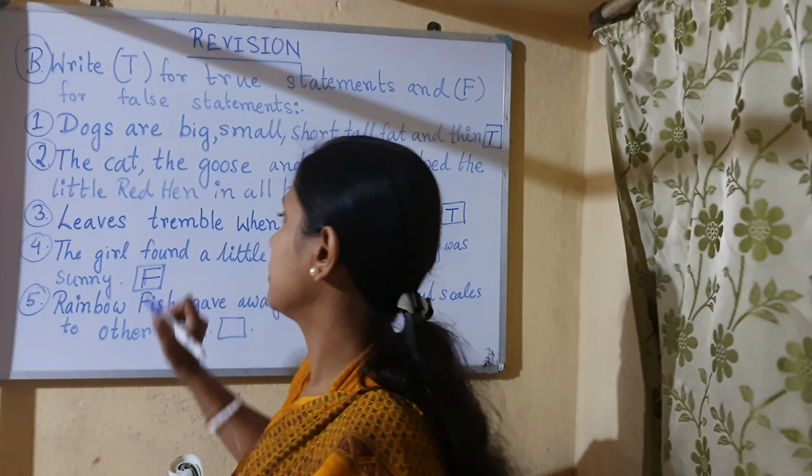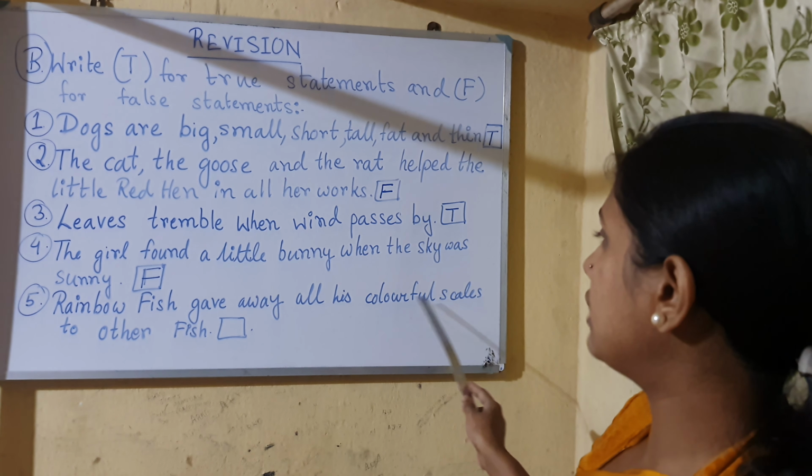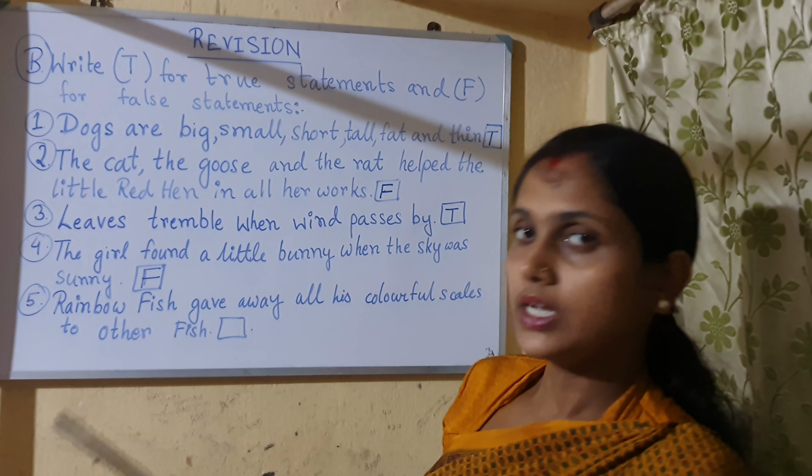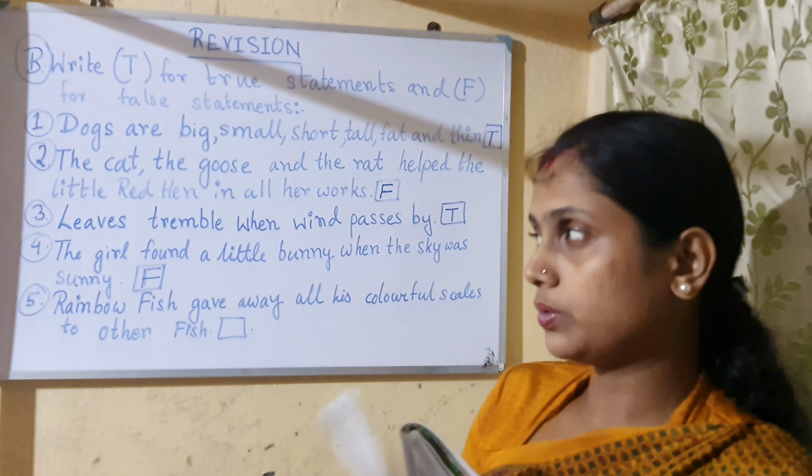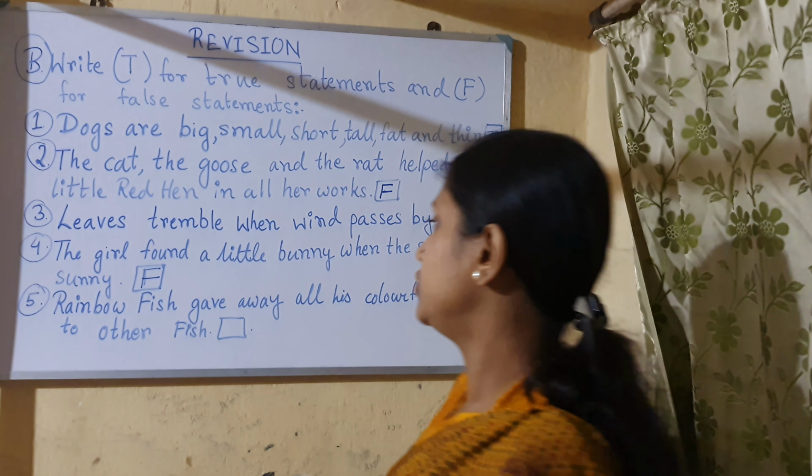Then number 5. Rainbow fish gave away all his colorful scales to other fish. Is it correct? Yes. Because at the end of the story we have seen rainbow fish became very good and gave away all his scales to other fish. So write true. T. Okay? T.